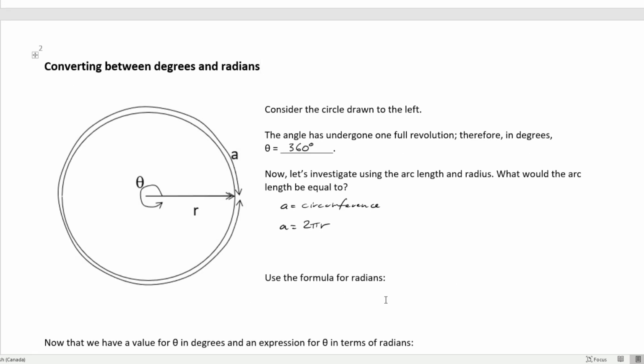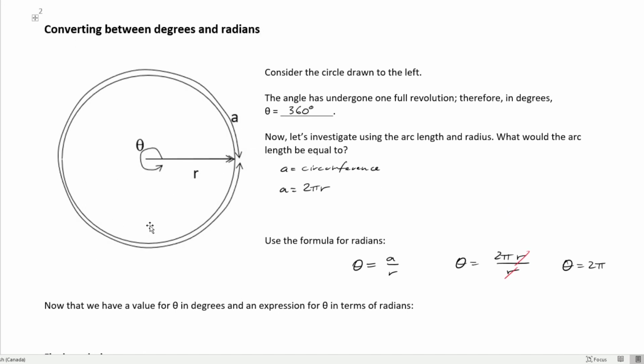Now, using the formula for radians, we know that radian measure theta is a over r. We can substitute a using circumference in this case. Theta is equal to 2 pi r over r, and we note that the r's will cancel to 1. So theta is equal to 2 pi.